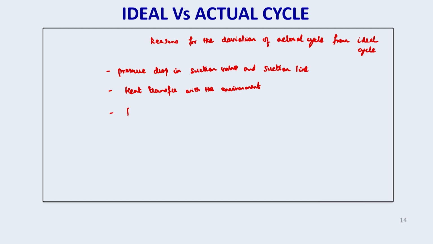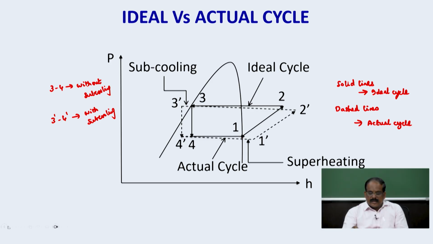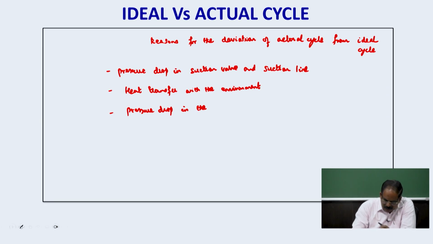Of course, there is also a pressure drop in the discharge line. You can see in the diagram, process 2 to 3, which is the isobaric heat rejection process. The solid line is perpendicular to the y-axis, whereas the dotted line is slightly inclined. So this is due to the variation in the pressure. This is due to the pressure drop on the higher side, that is, the pressure drop in the discharge line.